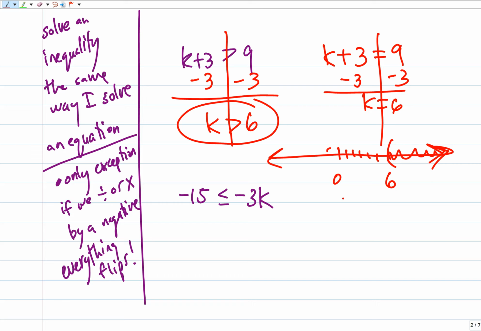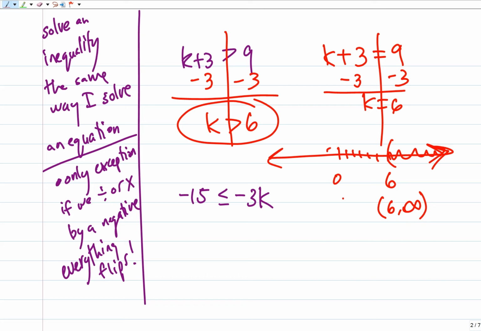So what's the interval? What's our minimum? What's our maximum? What symbol on the 6? What symbol on the infinity? You guys are learning this already. What's the only difference when I solve an inequality? I put it right there.